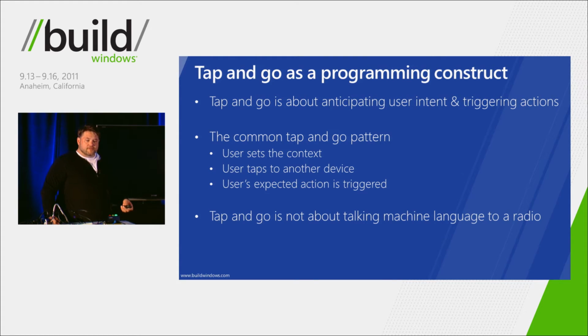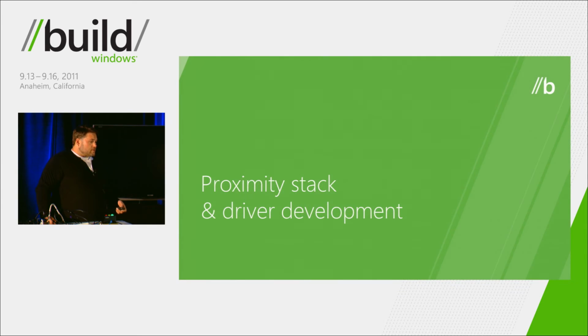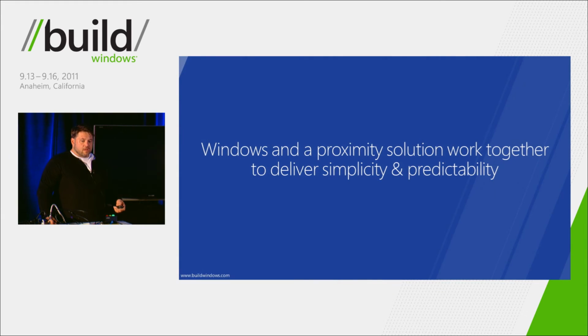Tap and go, in the way that we've modeled it in our programming construct, and you'll see this in our APIs, is not about talking machine language down to the radio. It's not a networking stack. It's not a low-level interface. Windows and the proximity solution really work together to make that happen. And that's really what we want to talk about now, is how between the driver and the hardware and Windows, this programming model is actually enabled for Metro-style app devs.